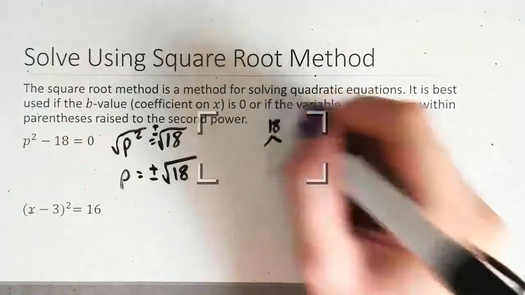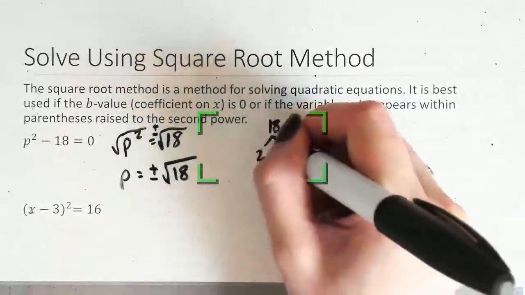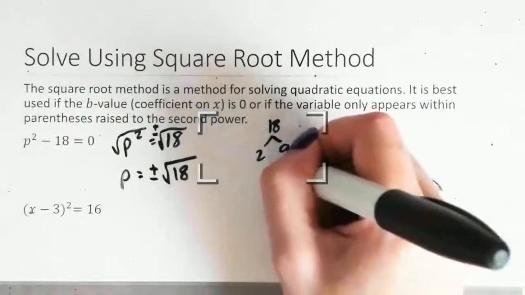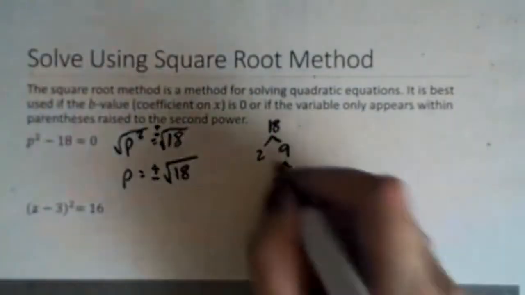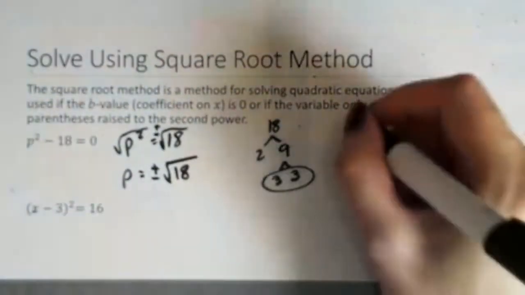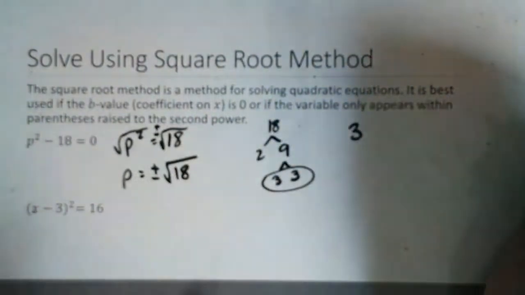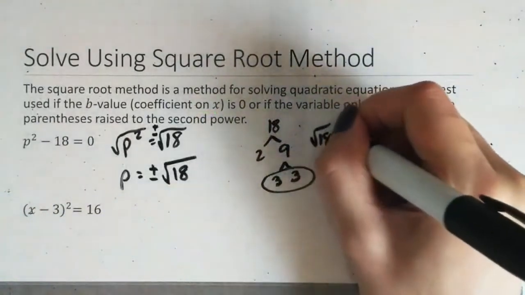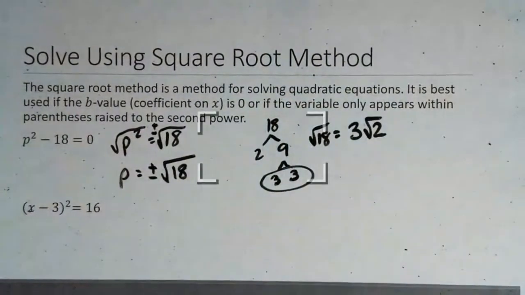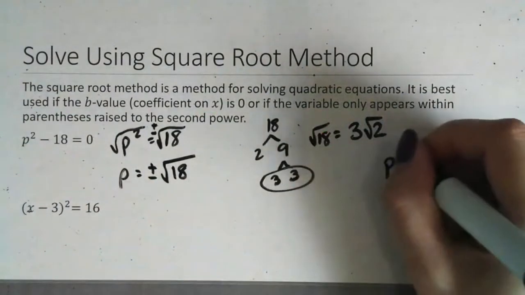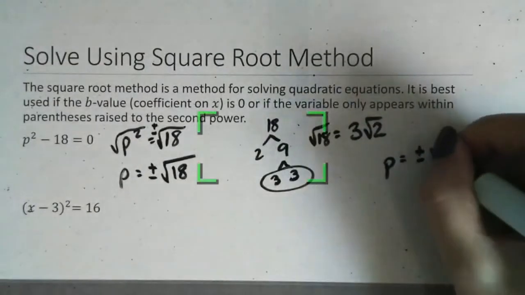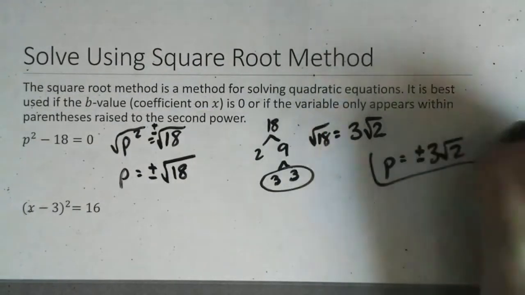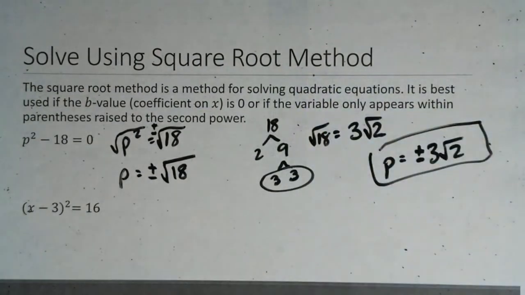I'm going to break 18 down into its prime factors. 18 is 2 times 9, and 9 is 3 times 3. So it looks like I have a pair of 3 factors, and then the 2 doesn't pair up, so it's going to have to stay under the radical. So the square root of 18 can be written as 3 times the square root of 2. So that means our final answer is p is equal to plus or minus 3 times the square root of 2. So we get two solutions, the positive 3 times the square root of 2 and negative 3 times the square root of 2.